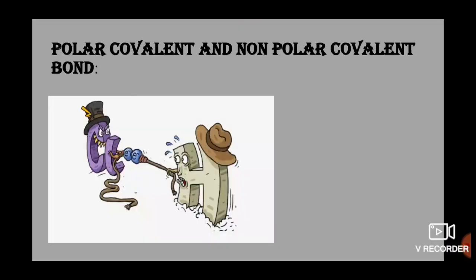For polar covalent, we have HCl as an example. Here, chlorine has high electronegativity value than hydrogen. And so, the shared electron pair will be located more towards chlorine. As a result of this, there will be charge separation between atoms. That is, chlorine gains a partial negative charge and hydrogen gains a partial positive charge.